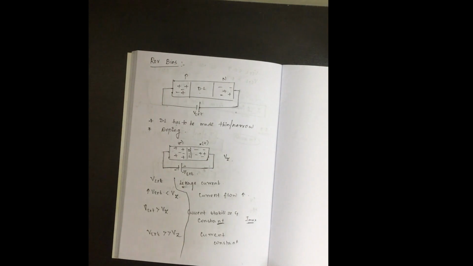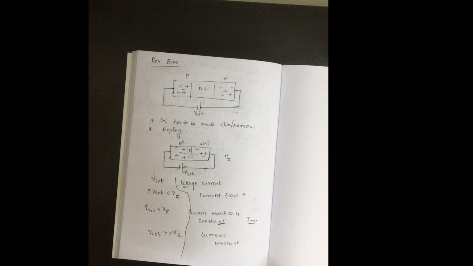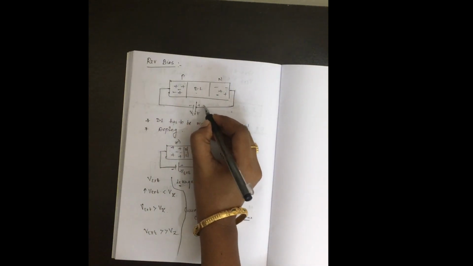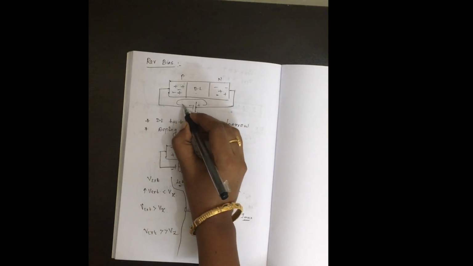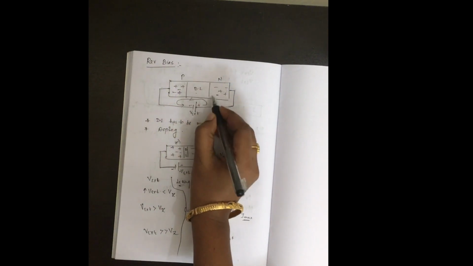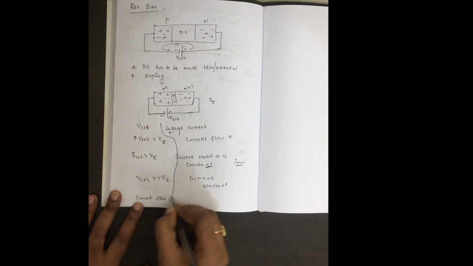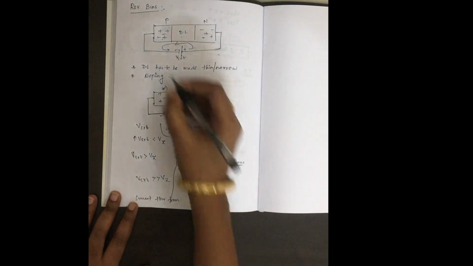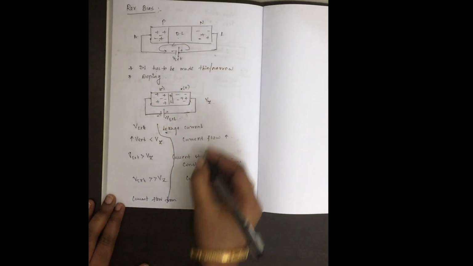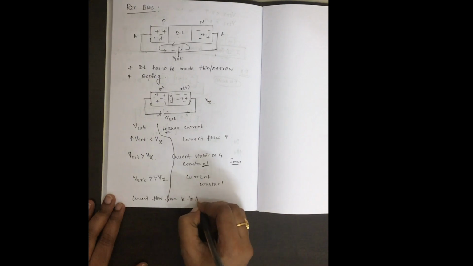So whatever the voltage, even if you are increasing the voltage step by step, the current flowing across the diode will remain the same, and hence the depletion region will not break down. Here the current from positive to negative is in this direction, so the current will flow from N to P. So current flow is from cathode to anode, so we can write it as K to A.